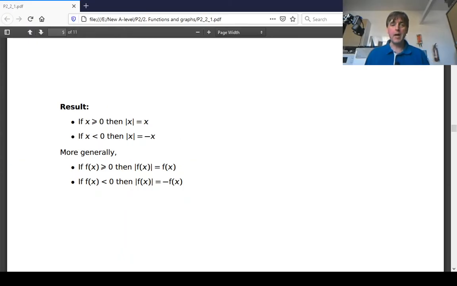And that all leads to that result which is on the screen there. So if we have an x value, an input value which is positive, then the modulus doesn't really do anything. If we have an x value, an input value which is negative, then we can think of the modulus as multiplying it by -1 to make it positive. And it's this more formal way of thinking about the modulus function which is going to help us understand how the graphs which involve modulus functions behave here.